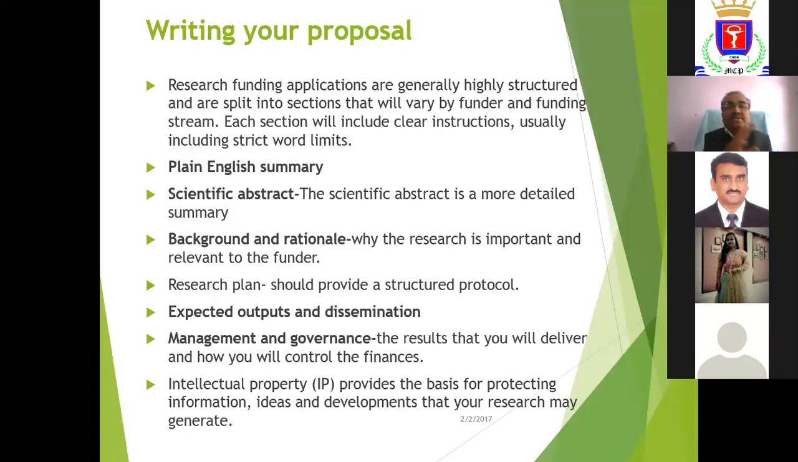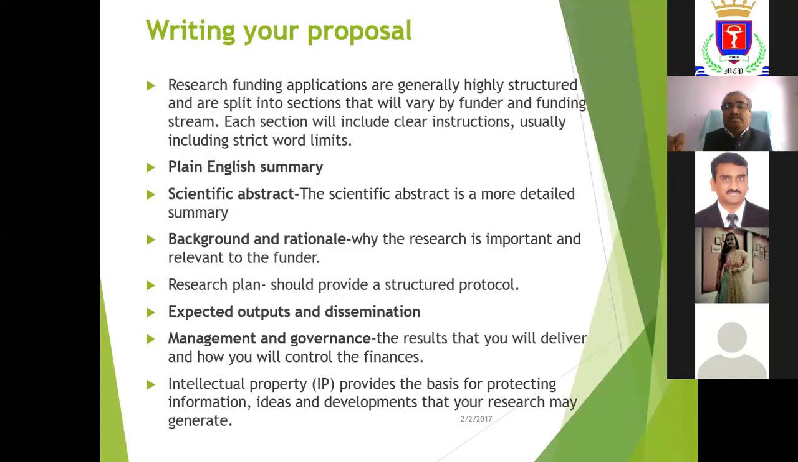In a nutshell, the basic points we should consider while writing our proposal are these. It should be in clear English. The summary should be prepared first so that it gives you a clear idea. A plain summary is required, stating that this is the proposal. Then comes the scientific abstract, which is a more detailed summary than the plain English summary. It will give you some highlights: what the aim, objective, and methodology are.